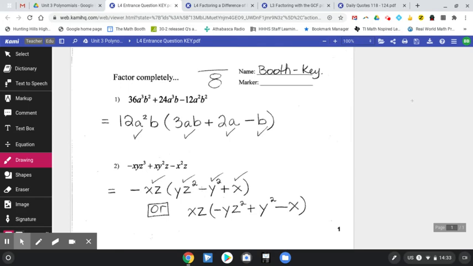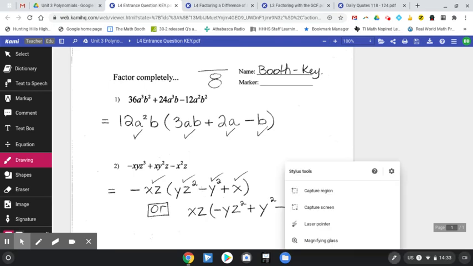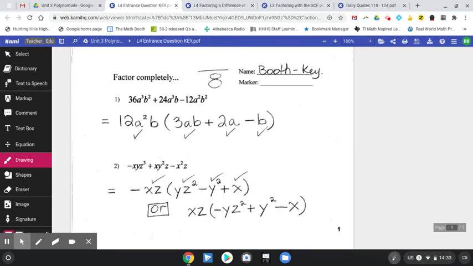Okay, so you've finished your entrance question, you've handed in your work to Ms. Peters, and now we'll take a look at what you should have done. So number 1 is going to be worth 4 marks. You're getting 1 mark for figuring out the greatest common factor. So to do that, I look at the coefficients and I say to myself, what is the biggest number that I can divide from all of those coefficients? And I decide on 12.